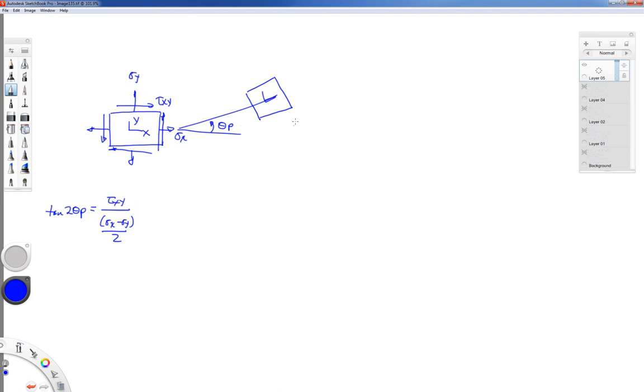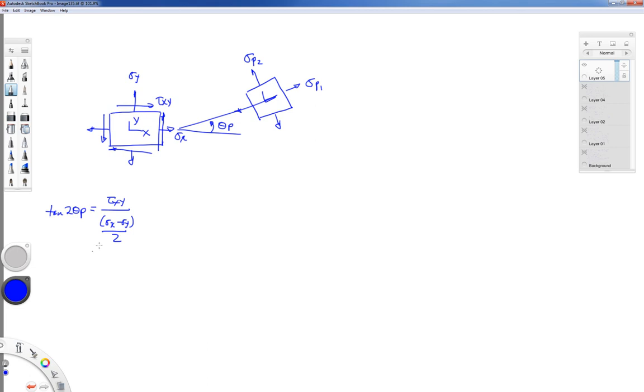So now we're in the principal stress state. The principal stress state has maximum sigmas. I don't know which one is which right now. This could be sigma P1 and this one could be sigma P2, or vice versa, but it will be either that way or the opposite way. But the point is, it has no shearing stress.